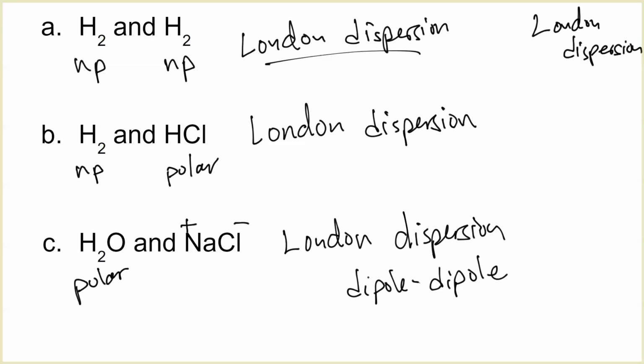Will this do London dispersion, yes or no? Yes. Will it do dipole-dipole? Yes. Does it meet the requirements for hydrogen bonding? Yes, it does, because remember, for hydrogen bonding we're dealing with hydrogen and then nitrogen, oxygen, or chlorine. In this case, we've got hydrogen and oxygen, so they'll be able to do a hydrogen bond. So that one is all three.